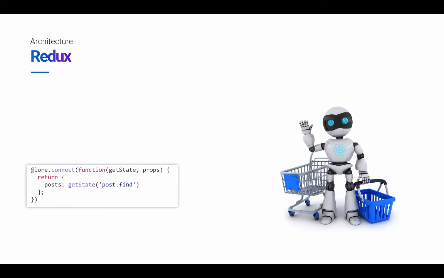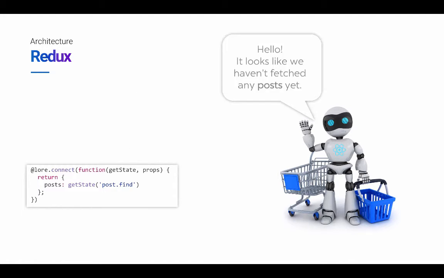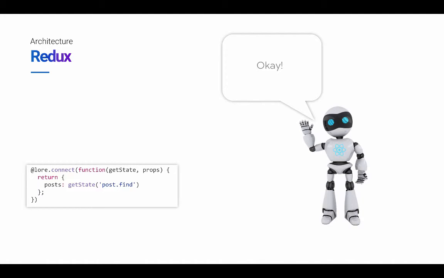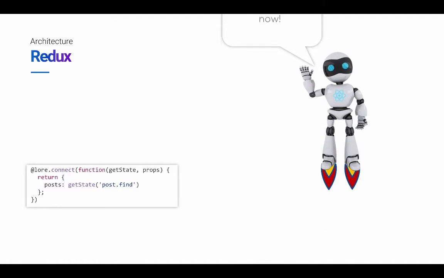In other words, this is that same interaction in comic form. Our decorated component on the left says, "Yo, I need all the posts we have. Give me everything in state.post.find." And Lore says, "Hello, it looks like we haven't fetched any posts yet." And the decorated component says, "Then go get them, please." And Lore says, "Okay, retrieving them now."